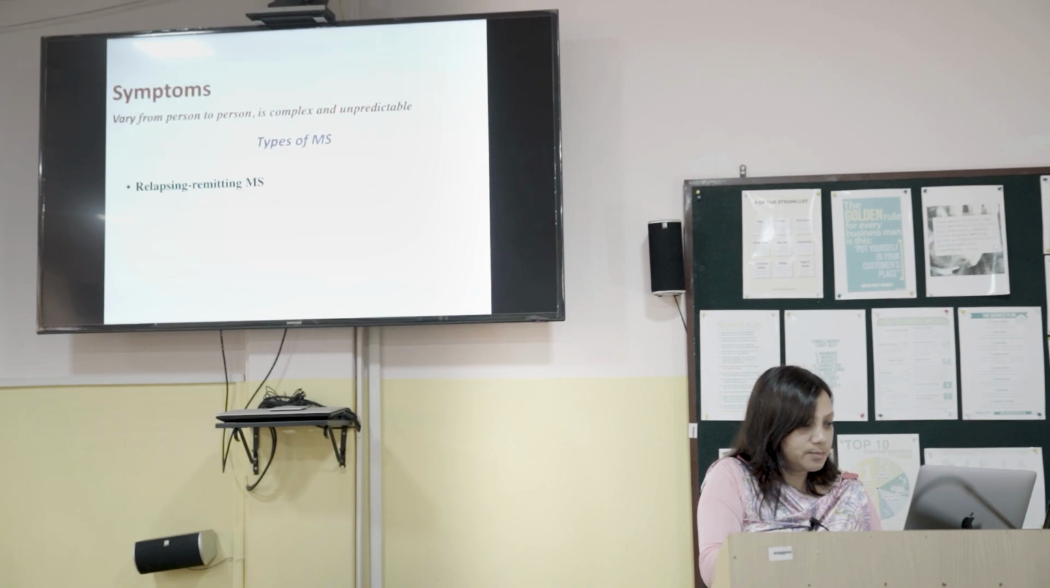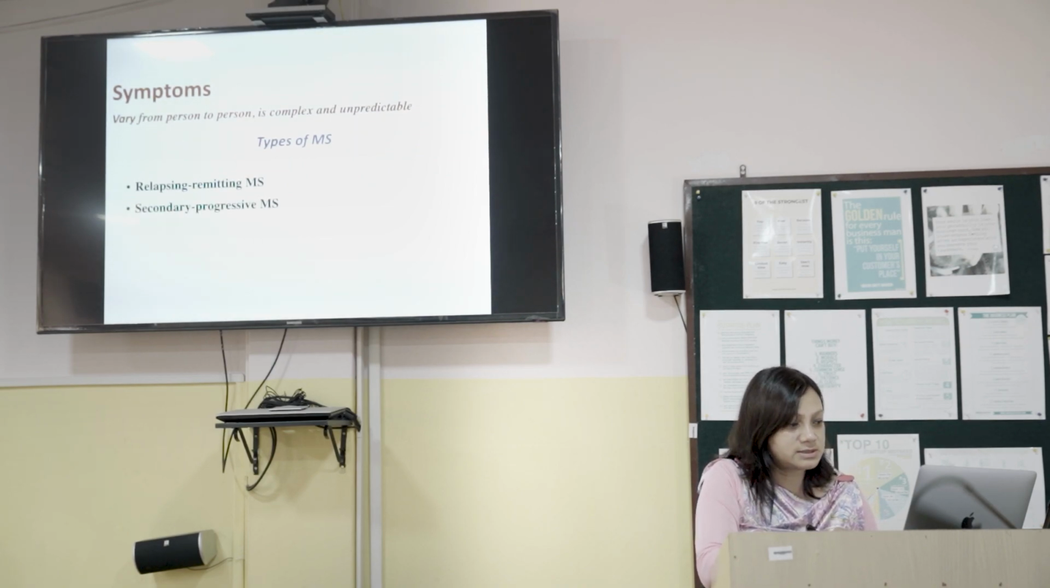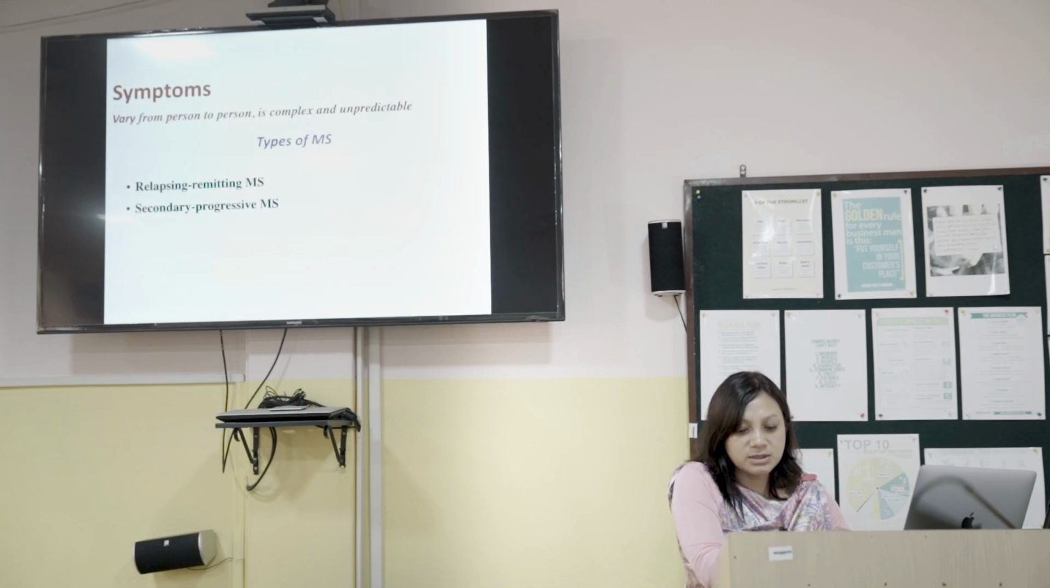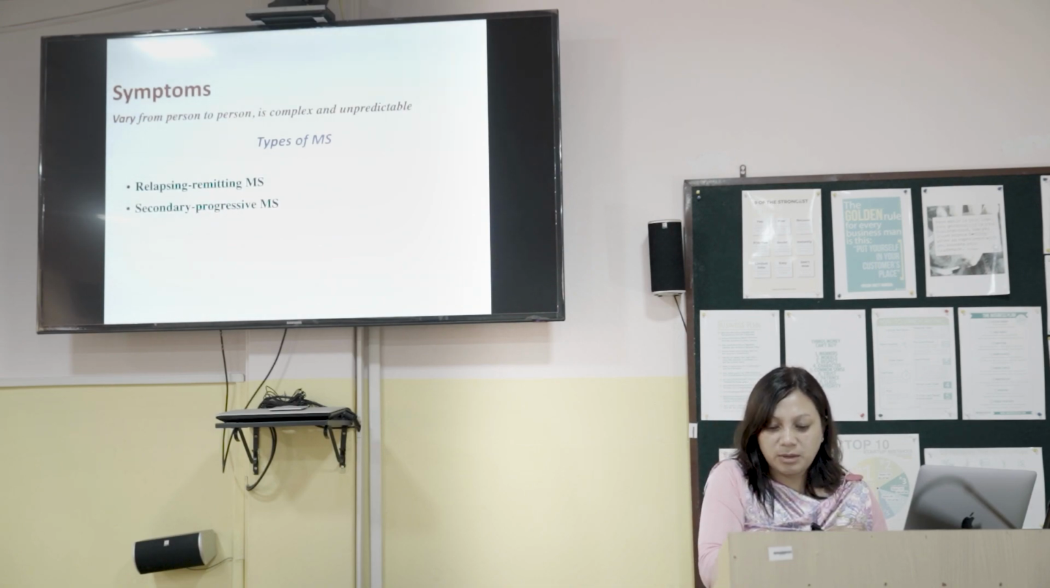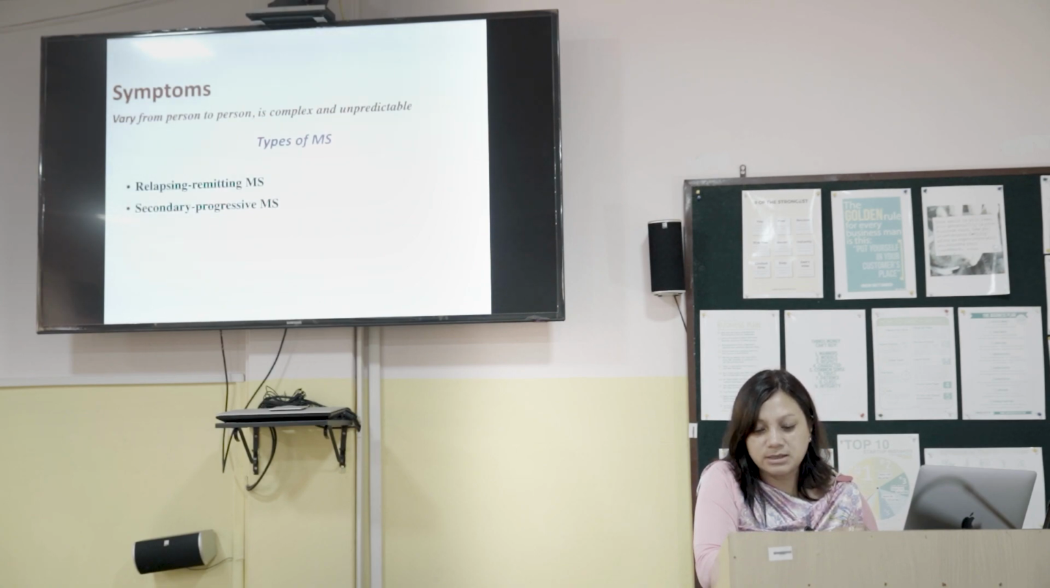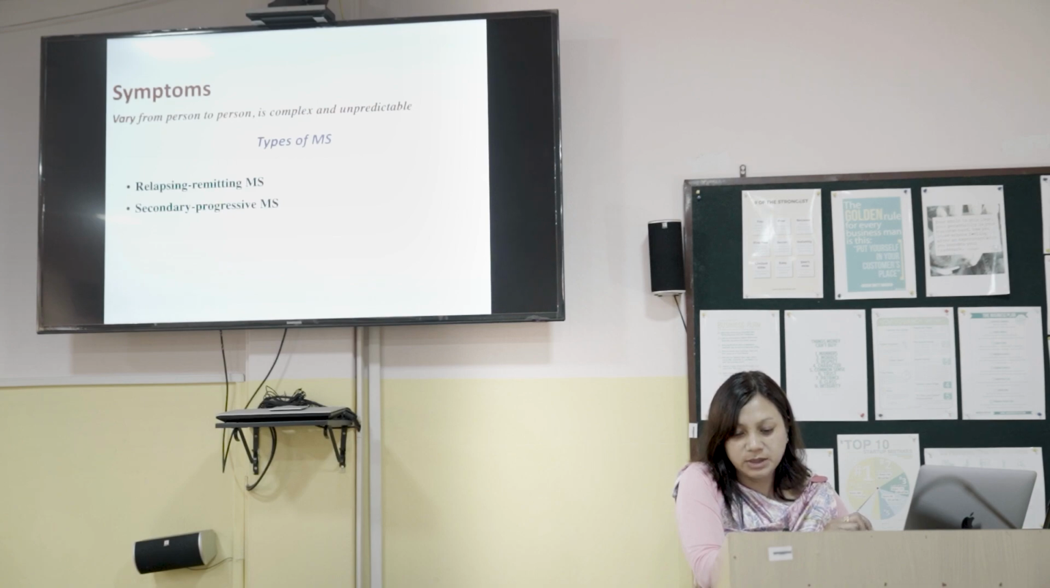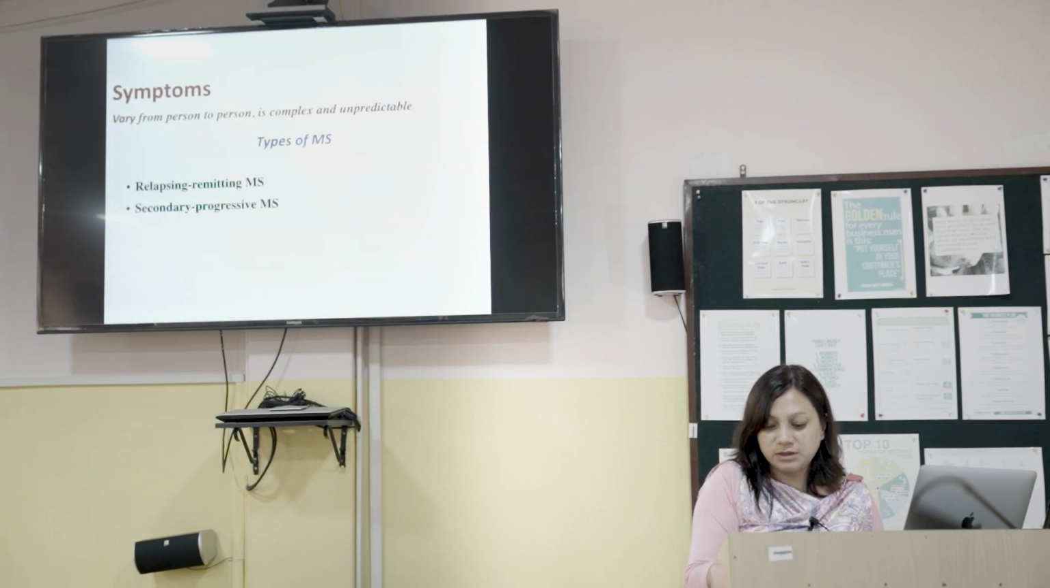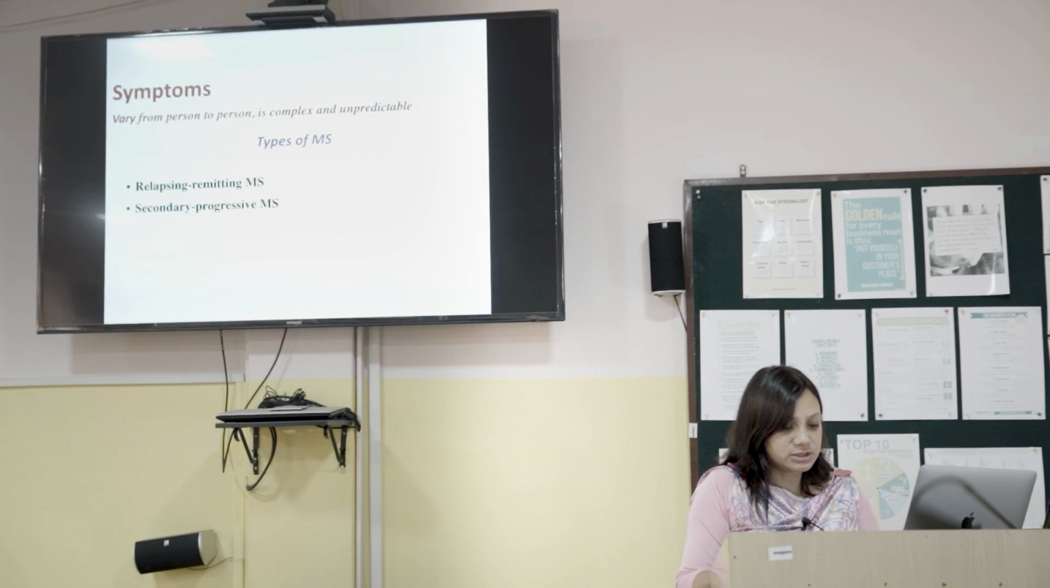The second type is called secondary progressive MS. In this type of MS, people usually have had a previous history of MS attacks, but then start to develop gradual and steady symptoms and deterioration in their function over time. Most individuals with severe relapsing remitting MS may go on to develop progressive MS if they are untreated.